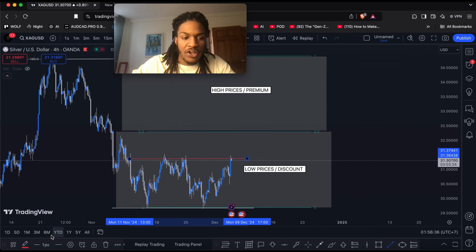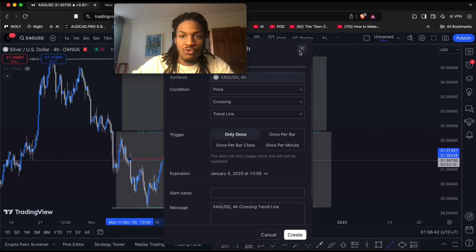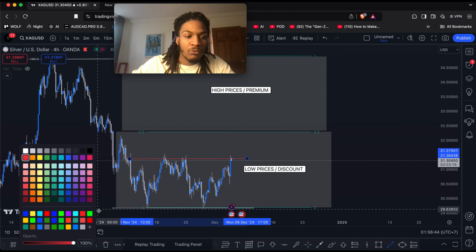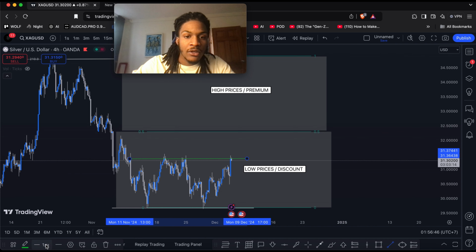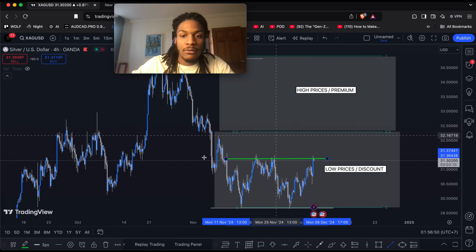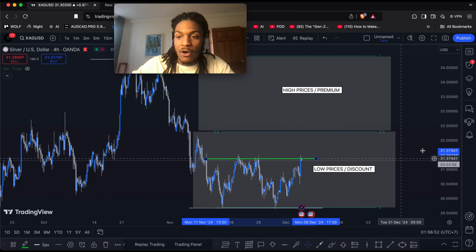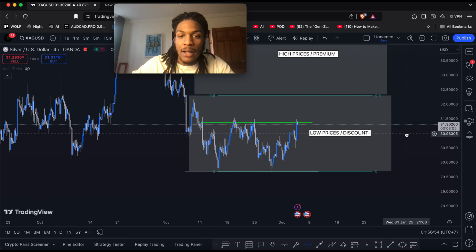I don't trade support and resistance. I trade supply and demand, smart money concepts, and what I just drew represents that green line you guys are looking at. That green line represents my area where traders in the market right now have their stop losses.